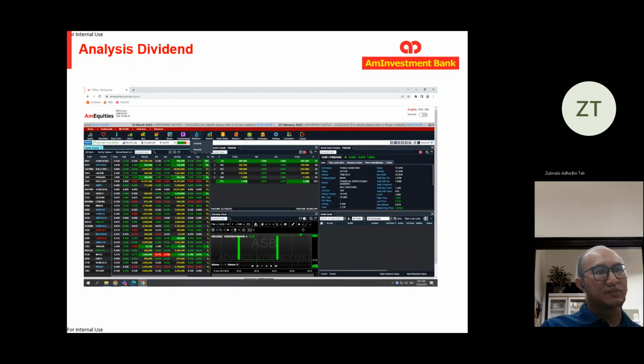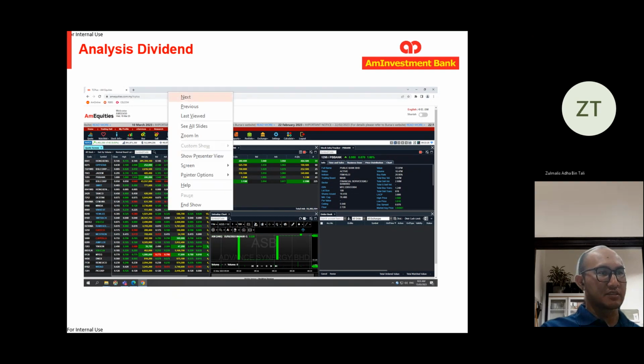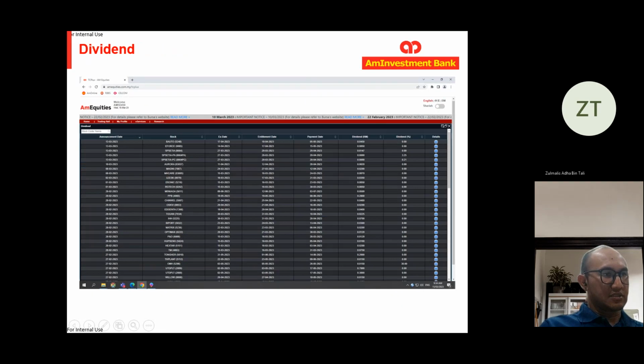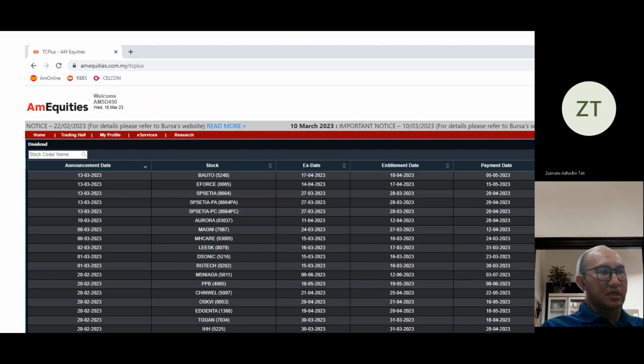All right, let's go to dividends and warrants. I think Aiman mentioned earlier that we actually can view the dividends and warrants from the website. You just go to the analysis here. Under analysis, you can see two options here, dividends and warrants. For dividends, you actually can track what is the announcement date, and which counters are paying dividends soon. This one is sorted by the date, yeah, by the X date.